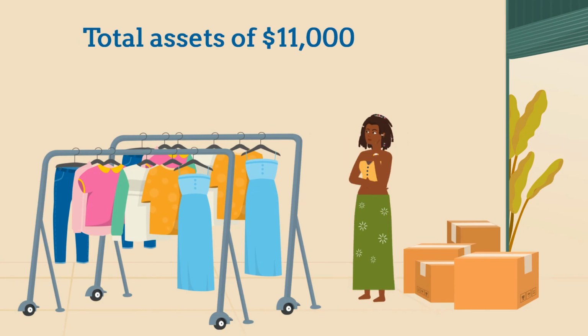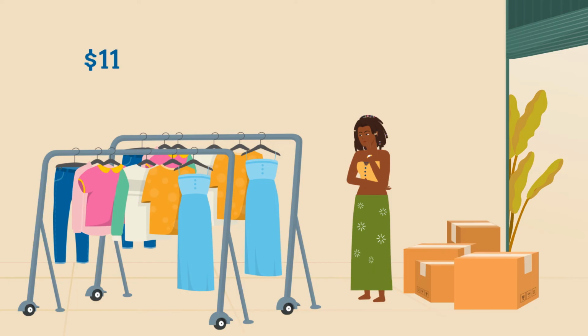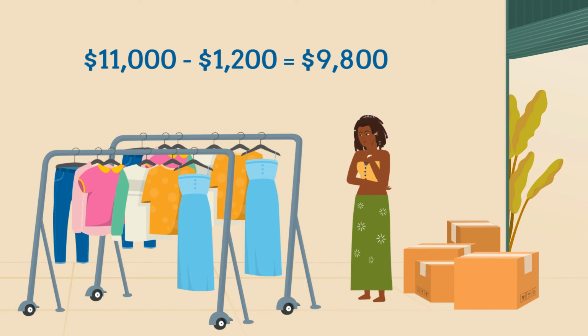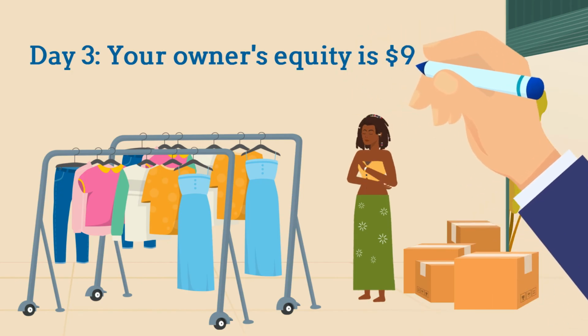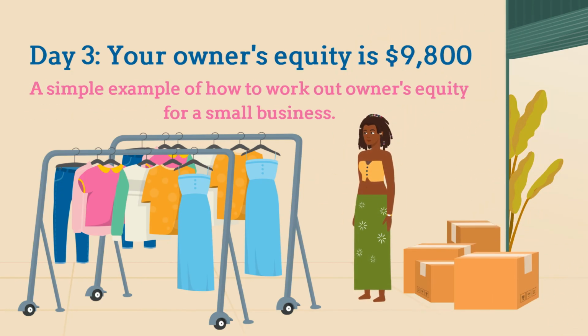This means you have total assets of $11,000 and total liabilities of $1,200. Using our formula of assets minus liabilities equals owner's equity, we get $11,000 minus $1,200 equals $9,800. So, on day 3, your owner's equity is $9,800. So there you have it, a simple example of how to work out owner's equity for a small business.